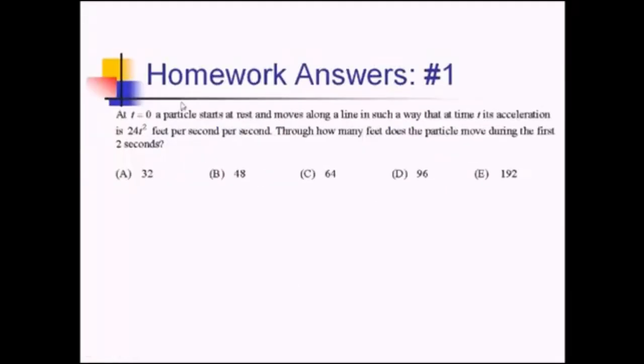On this problem, we have a particle that starts at rest and goes on a line in such a way that its acceleration is 24 t squared feet per second squared. We want to know how many feet this particle moves through during our first 2 seconds.